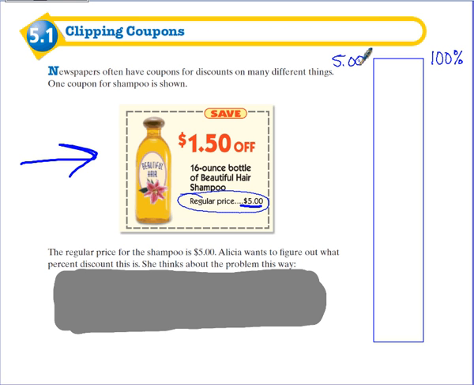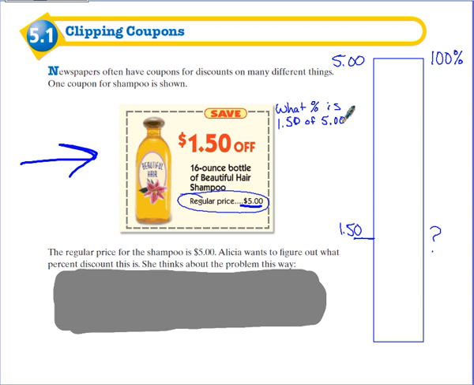Now, all last week we talked about finding a certain percent. This time, we don't know what the percent is. We're trying to find it knowing the dollar amount that we saved, which is $1.50. So we need to see how we can find out what percent is $1.50 of $5. So what percent is $1.50 of $5? How could I go about doing that?